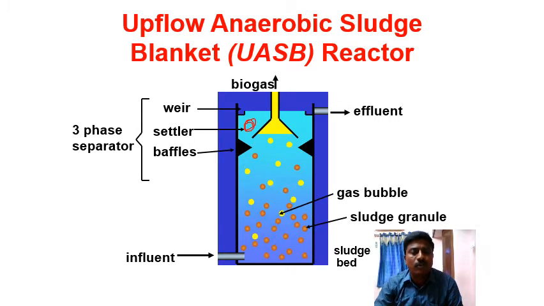This is the process happening in the UASB reactor. It is upflow, that is, the direction of flow is upward. The treatment happens by the sludge bed at the bottom, as well as the sludge blanket over the sludge bed.